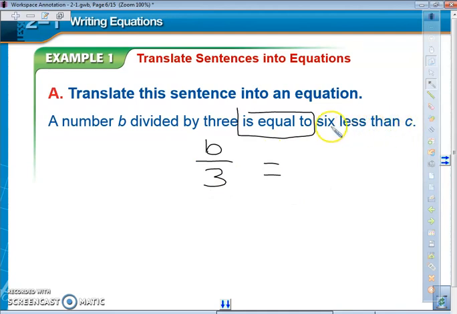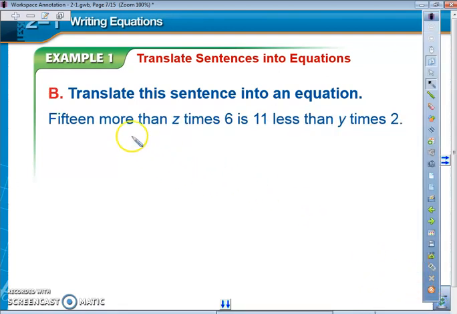So this is a little bit different. When it says 6 less than c, you need to have c minus 6. That's 6 less than c right there. We're not solving it or anything right now. We're just translating it into an equation. And really, there's not much else we can do to that one. Okay, so let's go on.